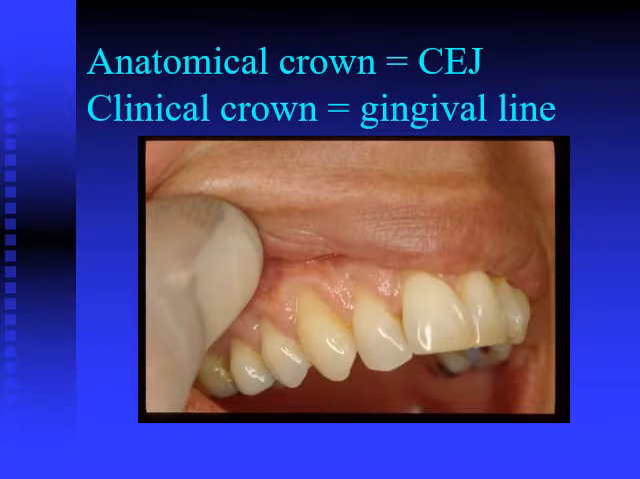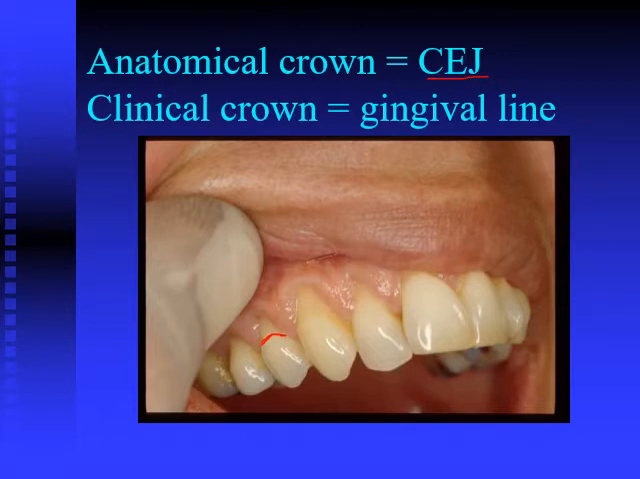So in this clinical slide, we will discuss the difference between the anatomical crown and the clinical crown. Dr. Chung has already discussed this with you briefly. The anatomical crown is that portion of the tooth that is covered by enamel. And the anatomical crown of the tooth is delineated from the rest of the tooth by this structure here, which you already know is called the cemento-enamel junction, or the CEJ.